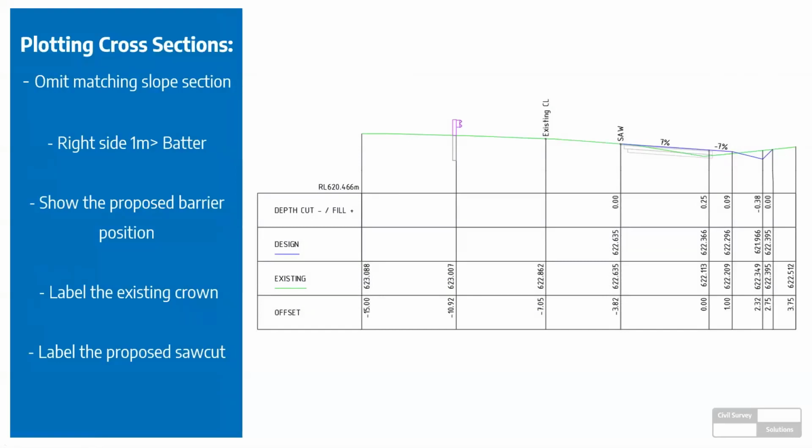So we're going to do option one, then option two, and then we're going to actually plot option two. And the idea is that we've got a few different criteria around what we're going to do with respect to plotting. We're going to omit this section of design. For those of you that have used the software for a while, that's going to be quite a straightforward process of deleting the code. We're going to be constraining the right-hand side of the sections to be 1 meter past the batter. We're going to be showing a proposed barrier and labeling the existing crown and the proposed saw cut. Depending on how we go for time, we may or may not put in the saw cut, but we'll see how we go.